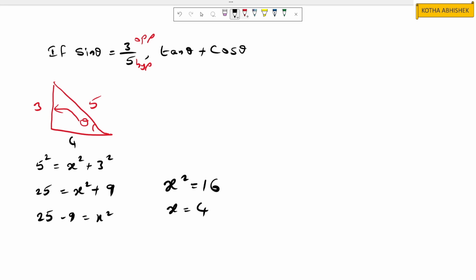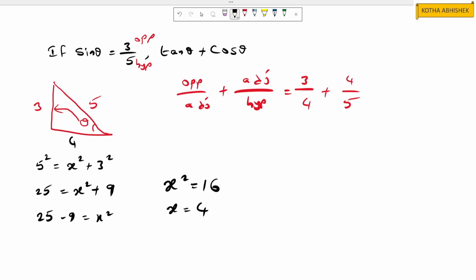Now he is asking us to find out the value of tan theta plus cos theta, right? So first of all, what is tan theta? Opposite to the theta divided by adjacent to the theta, plus cos theta is adjacent to the theta divided by hypotenuse. Here for theta, opposite is 3 units. So that is 3 divided by adjacent is 4 units. So 3 by 4 plus adjacent is 4 units divided by hypotenuse is 5 units.